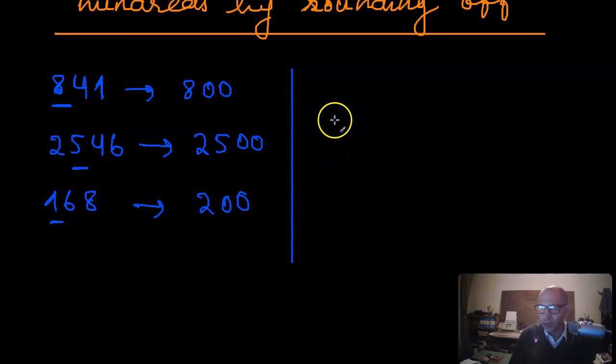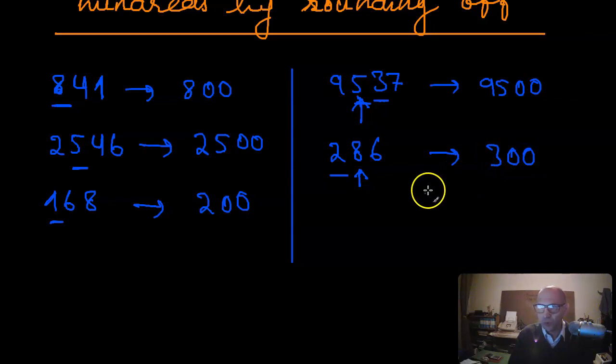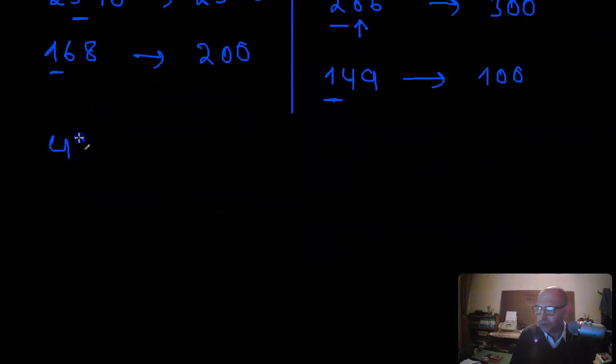Or, for example, the number 9,537, rounding to the hundredths place value. There is a 3 over here, which is less than 5. So you would round down, which means that the number becomes 9,500. 286, rounding to the hundredths place value. There is an 8 over here, which is greater than 5. You would round up. It becomes a 300. Or, for example, 149, rounding to the hundredths place value. It becomes a 100, because the 4 is less than 5, so you would round down. Or 49,730, rounding to the hundredths place value. There is a 3 over here, which is less than 5. You would round down, and the number becomes 49,700.